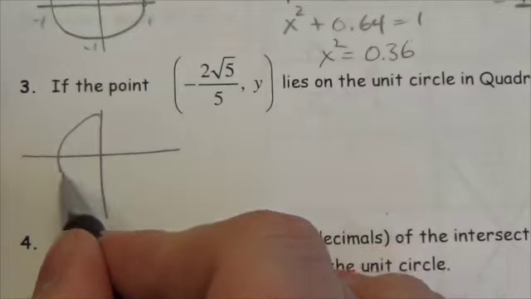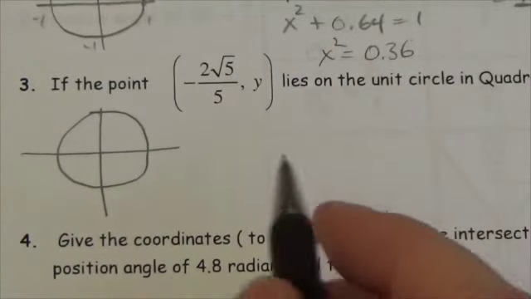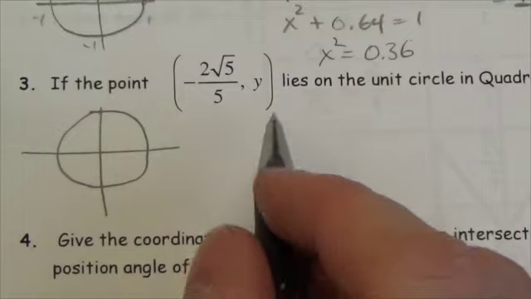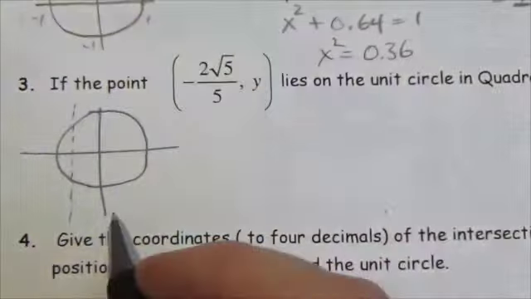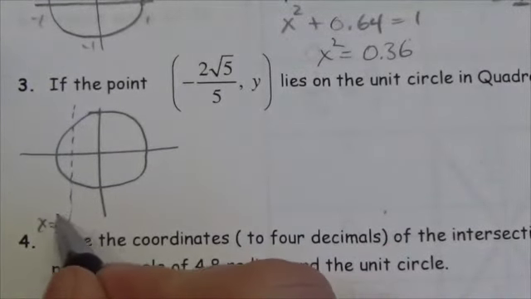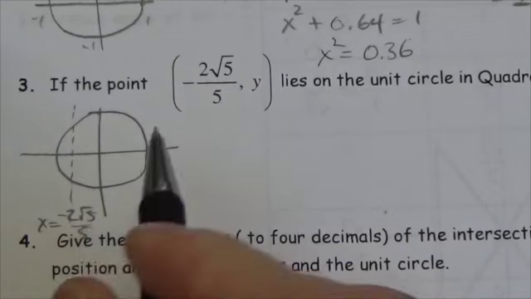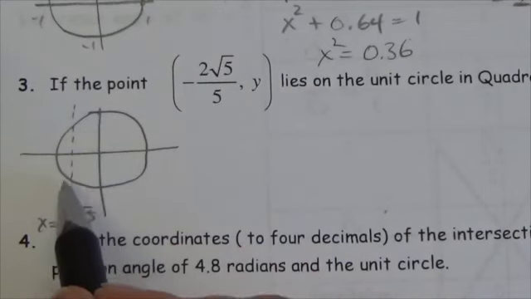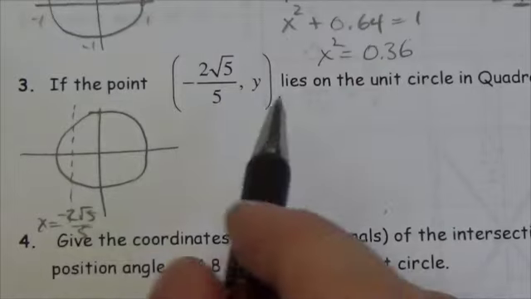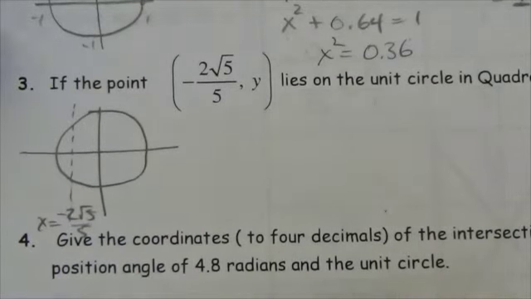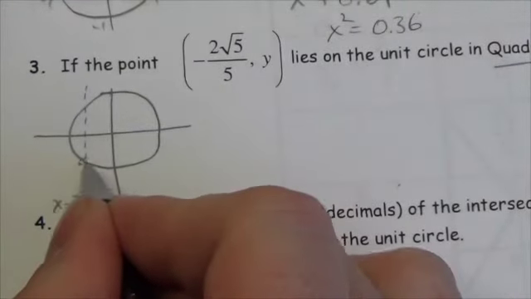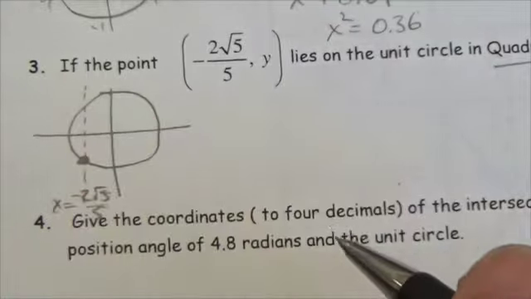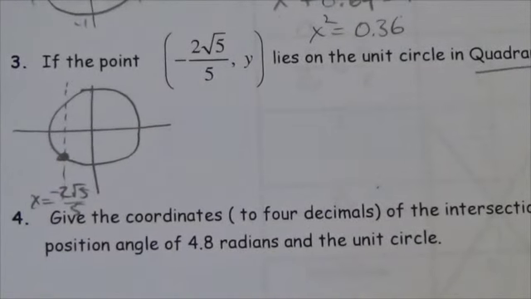Okay, so now let's draw this out just to get a sense of what this is going to look like here. -2 root 5 over 5, that's my x-coordinate, that's going to be somewhere over here. I don't know exactly where, but that's going to give me this line here, x equals -2 root 5 over 5. Now notice that there are two values of y that would satisfy that. So I'm expecting two values here, but the question specifically tells me that I'm looking in quadrant 3. So that means I'm looking at this one right here. So I already know that y is going to be negative. Whatever I get here, it's going to have a negative value.